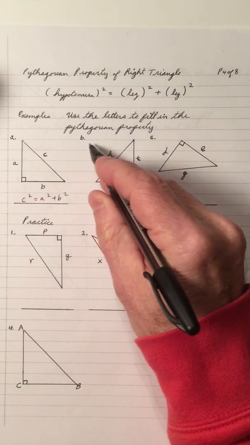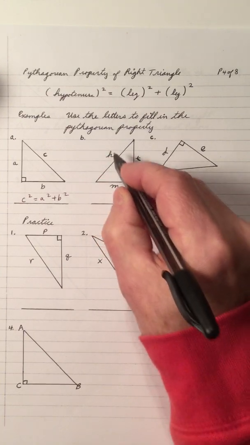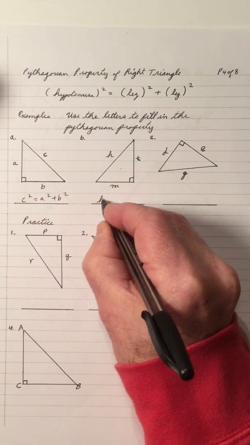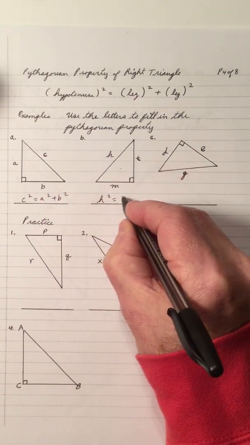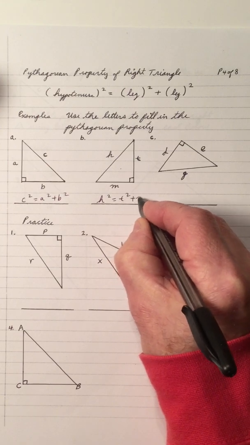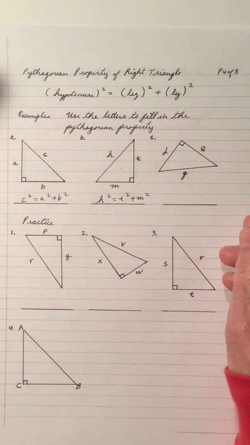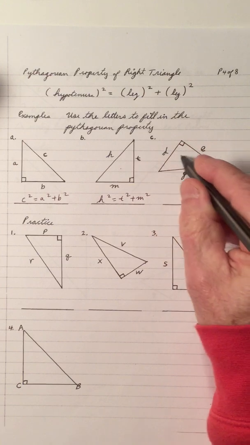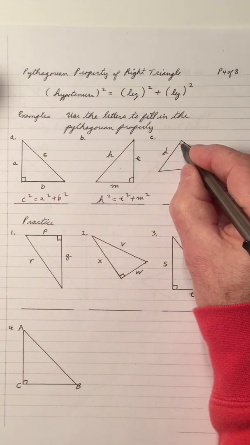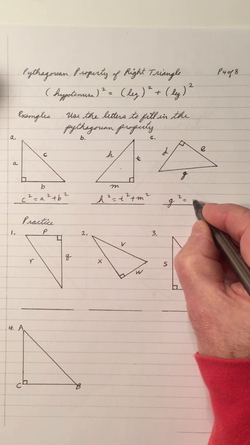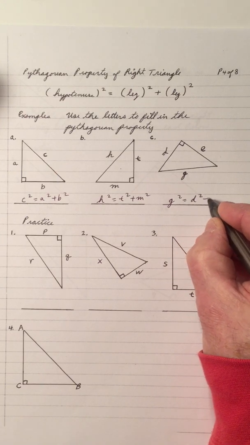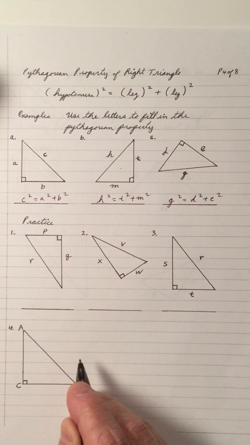And in the second one, the right angle is here, so that's the hypotenuse, which is H squared. And the other two sides are the legs, so it's T squared plus M squared. And third one, right angle, G is the hypotenuse, so the hypotenuse squared is equal to the legs, D squared plus E squared. Practice.